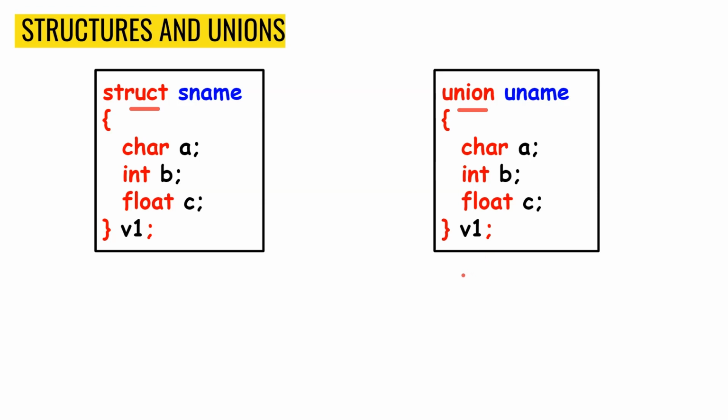They differ in the way storage is done for the structure members or union members. In a structure, memory is allocated for each structure member separately, whereas in a union, memory is allocated for the highest data type. Among the union members, the member having the highest data type determines the memory allocated, and all the other members share the same memory.